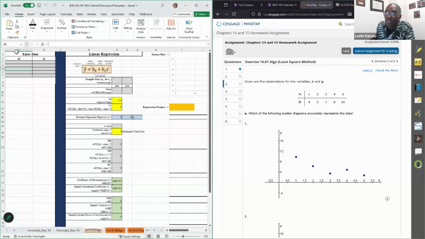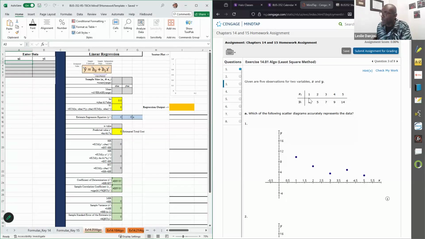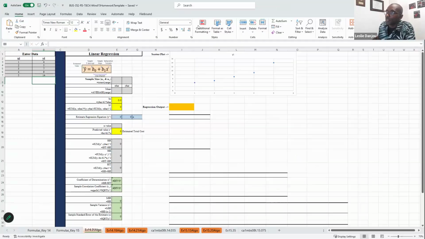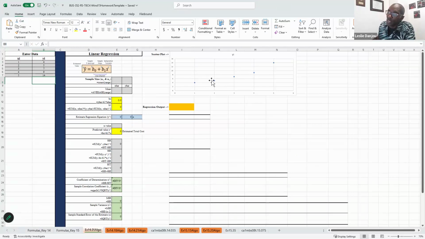So if you would please, in 14.01, please plug in the numbers like you see them. Good. Plug in your Y information. All right. And I'm going to maximize this so you guys can see this. Here is my scatter diagram. Do you see how these are pretty close together if I were to do a trend line in between them? Some of you guys are like, how do you actually do a trend line? You need to do a trend line for all of this.